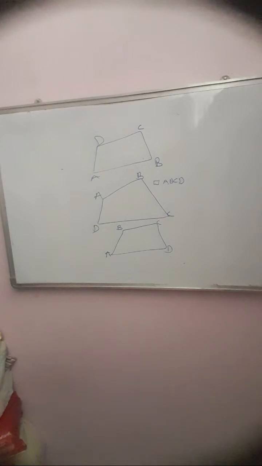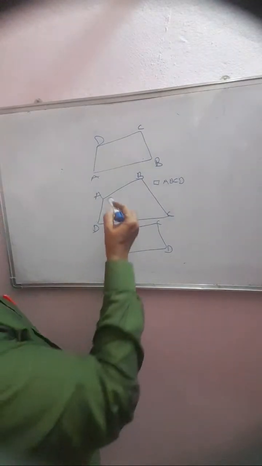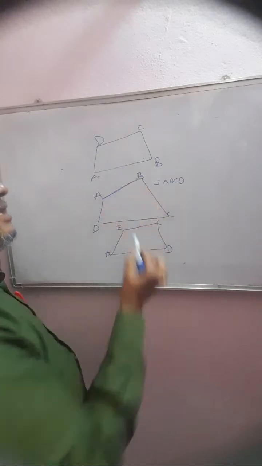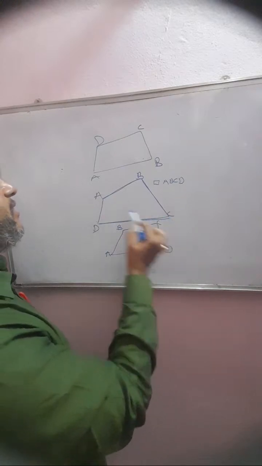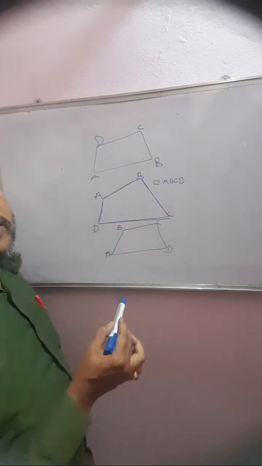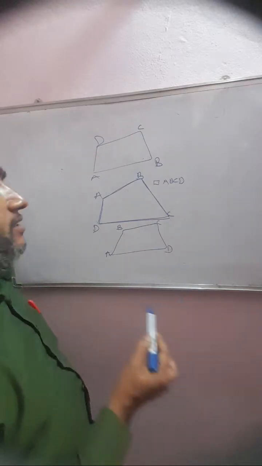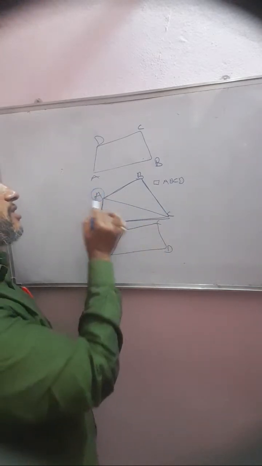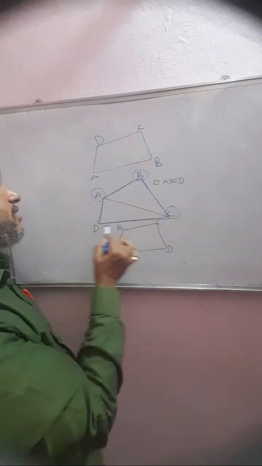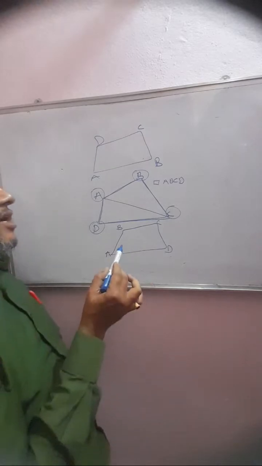Now, after naming the quadrilateral, we should know what AB is. It is a side. BC is also one side, CD one side, DA one side. So a quadrilateral has how many sides? 4 sides. And these are vertices: this is one vertex, vertex, vertex, vertex. All the lettered corners are vertices.